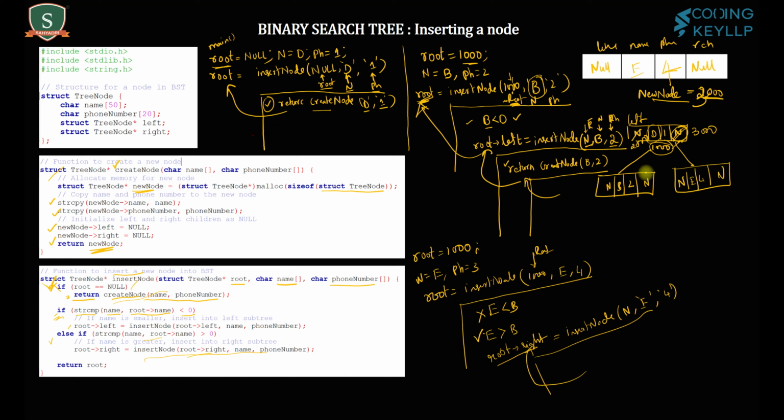Now what happens if you want to insert the name A? First it compares D versus A. A is smaller, so it comes here. Now B is there, and B and A will be compared. A is smaller than B, so this null will be replaced with the new node that we are creating, and A comes and sits here. Consider phone number 5 and null. If the address here is 5000, 5000 will be replaced with this null. This is how we keep inserting the nodes in the binary search tree.